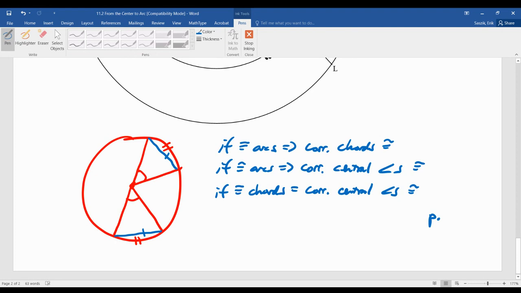It's on page 822. You might want to take a look at that. But so you have a bunch of tools here. Corresponding chords congruent gives you angles, gives you arcs, and vice versa. So all plus all the converses. So there's 6 things here altogether.